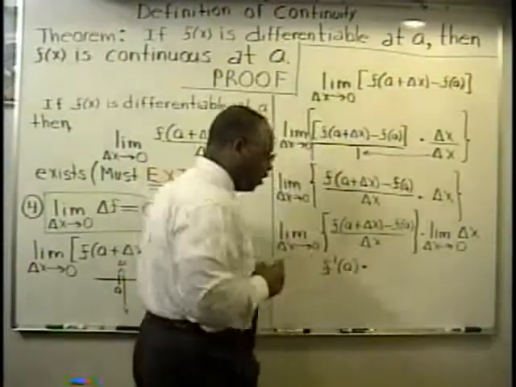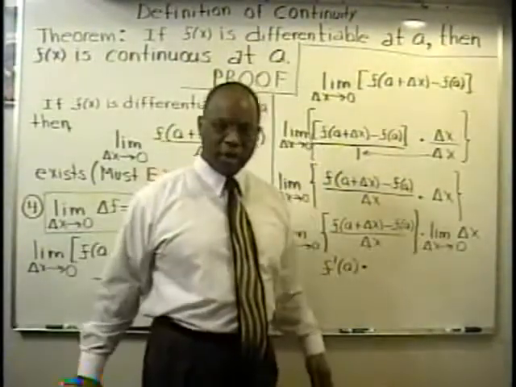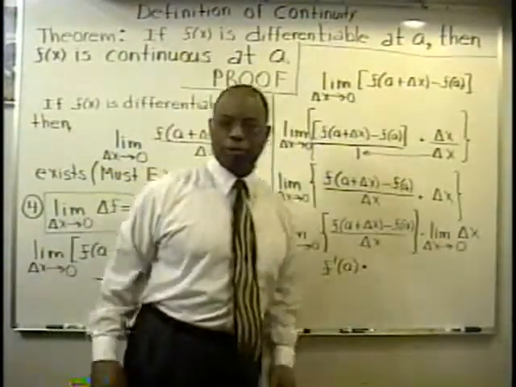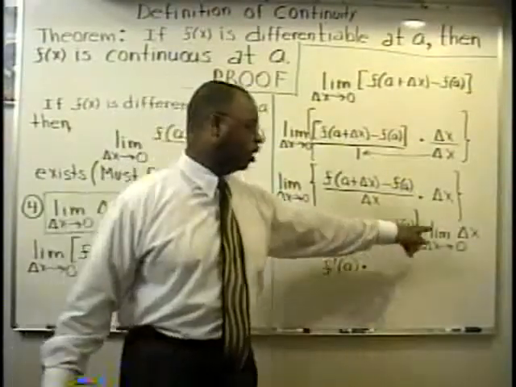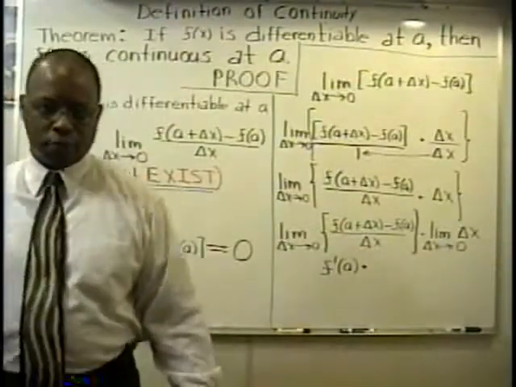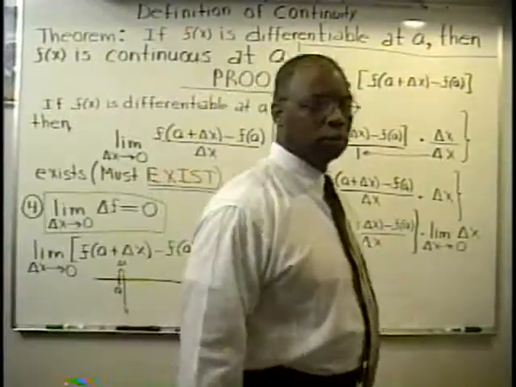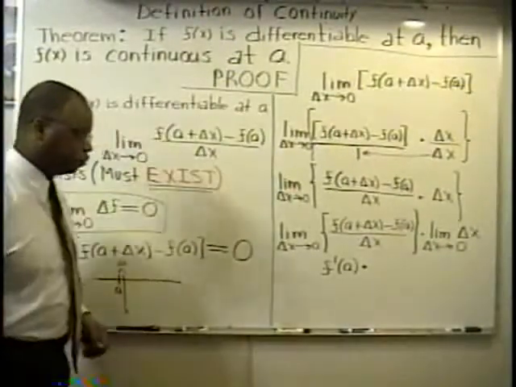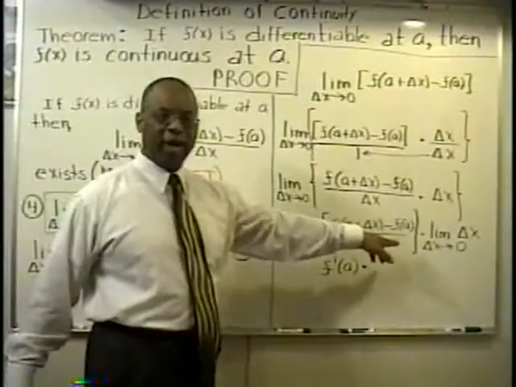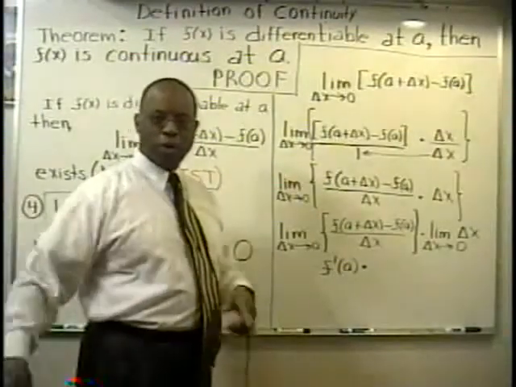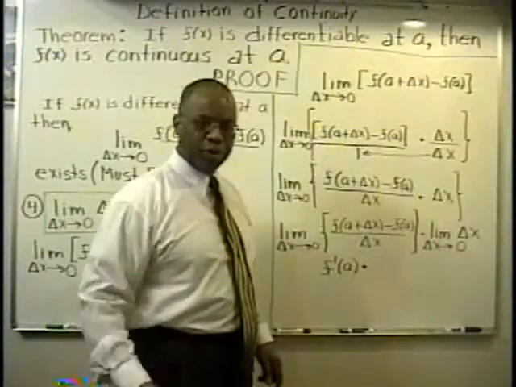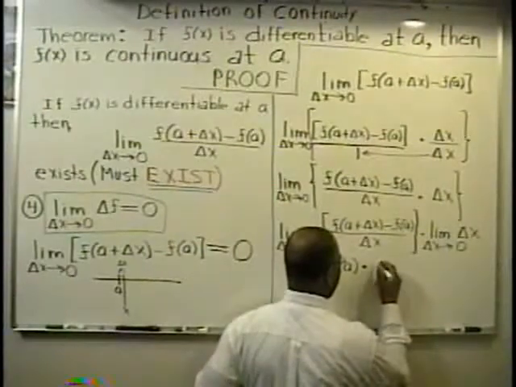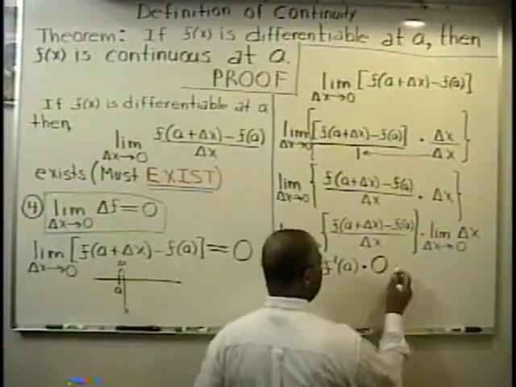Times, okay. Well, now I have this piece here. I have the limit of delta x as delta x approaches 0. What is that equal to? As delta x approaches 0, what is this going to approach? Maurice said that this is going to approach 0. Do you agree with that? Very good. So now this is times 0. Well, anything times 0 is 0.